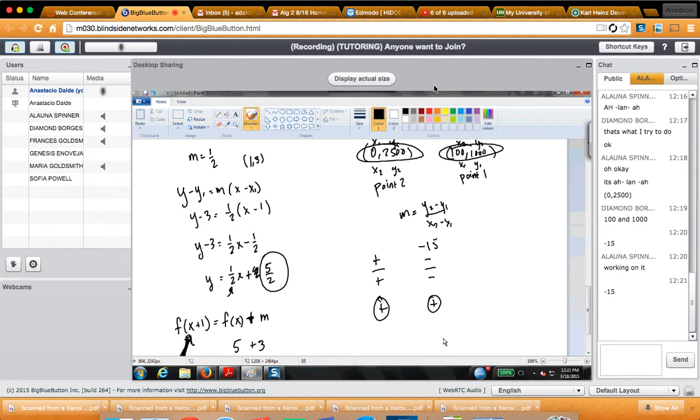So if you accidentally switch them and call this point 2 and this point 1, then you're almost making 2 mistakes that make it right. So anyway, two negatives make a positive, even though 2 wrongs don't make a right. Okay. All right. Any other questions?